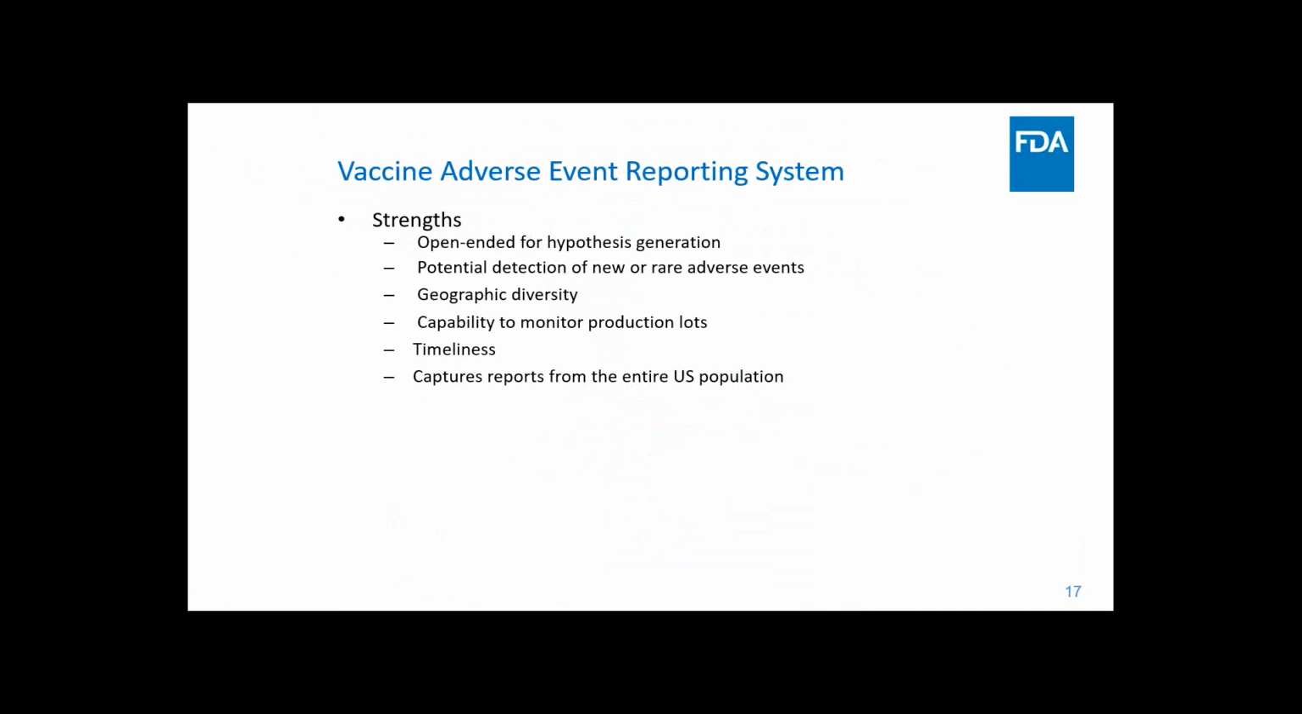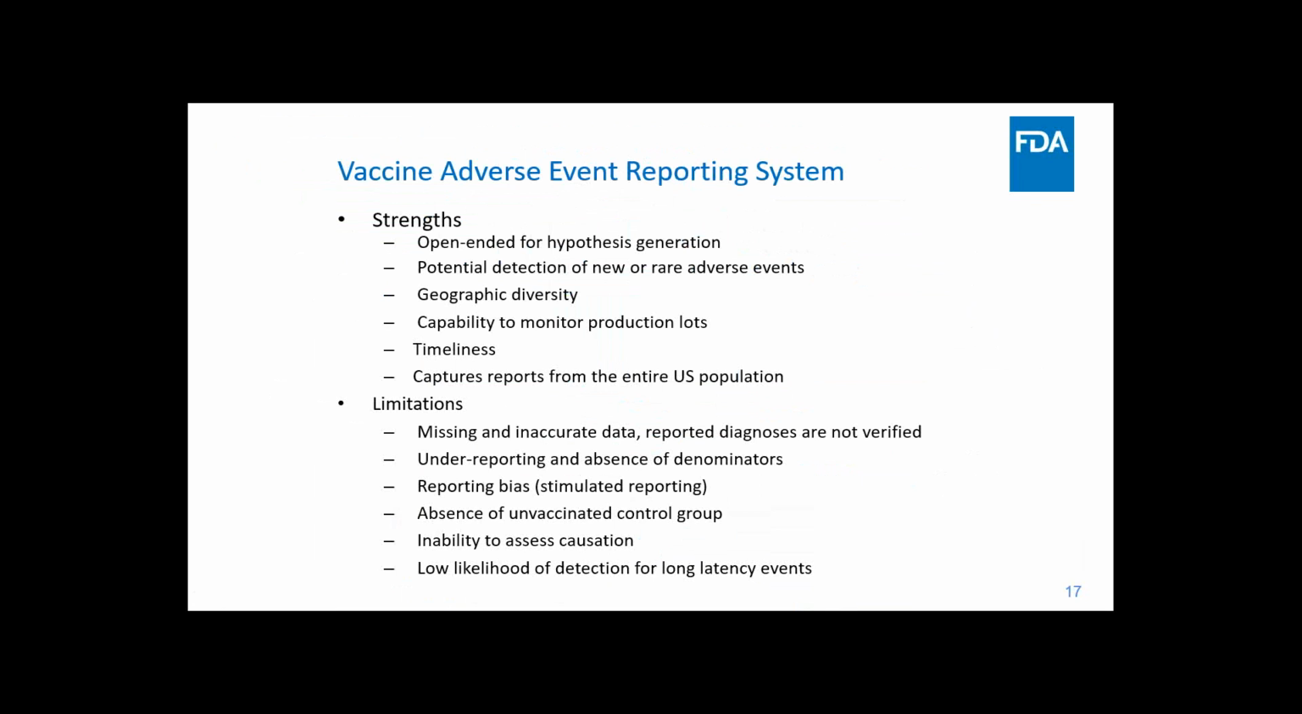So the strengths of VAERS are it is open-ended, and allows for hypothesis generation. It can allow us to detect these new rare adverse events. There's geographic diversity. We have this capability to monitor production lots. It's very timely. We can obtain data fairly quickly, and it's not limited by geographic area. We can capture reports from the entire U.S. population.